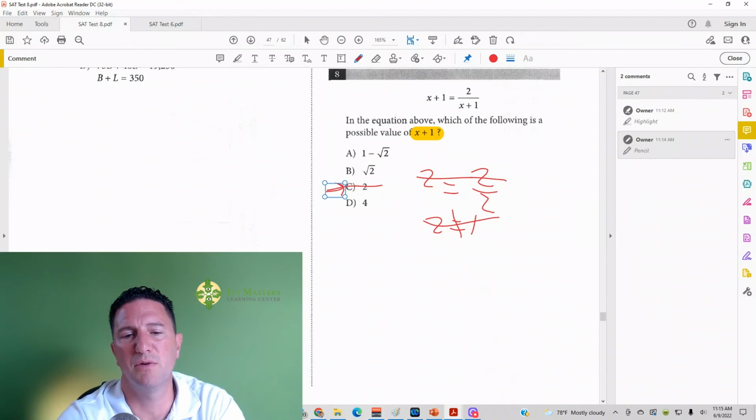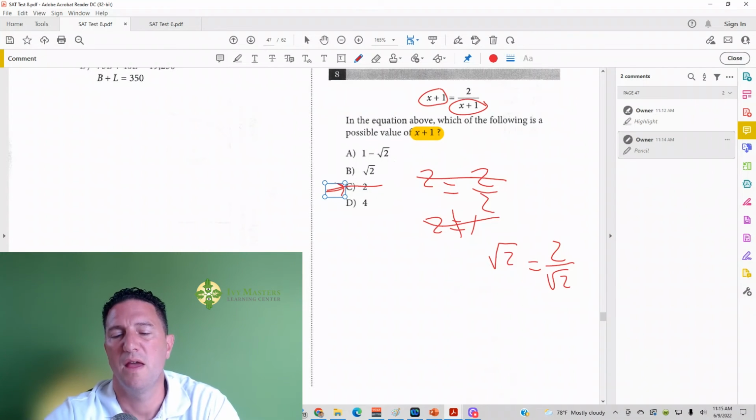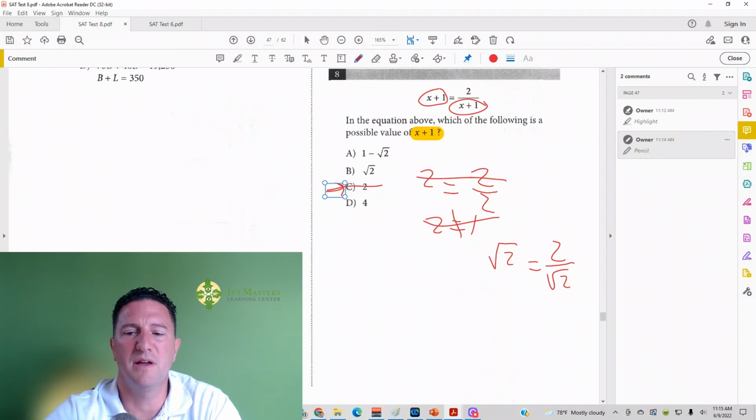But we saw what a wrong answer looks like. Let's just look at what a right answer looks like. So let's say you test out the square root of 2. Then you put the square root of 2 in place of x plus 1 here, and in place of x plus 1 here, because that's what it's asking for. Get the square root of 2 equals 2 over the square root of 2. And if you remember in math class, they don't let you have a square root in the bottom. It's like a math thing.